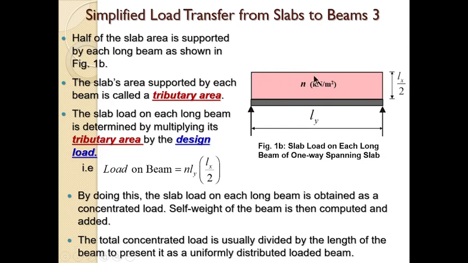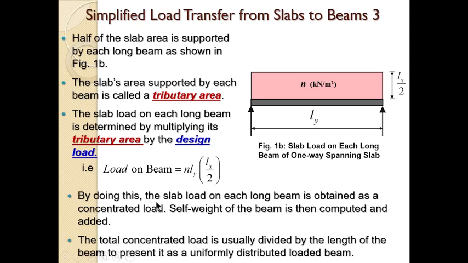So to get the load on this beam, we multiply this area by the design load, and this is what we do. So this is a rectangle, and what is the area of a rectangle? Is length times breadth. So that is how we come here. What is the length of the beam, which is this span? It is Ly. What is the width? The width is Lx over 2. So that is why we have Ly multiplied by Lx over 2 gives us the area. But when we multiply the area by N, which is the design load, it gives us the load of the slab that is carried by this beam.